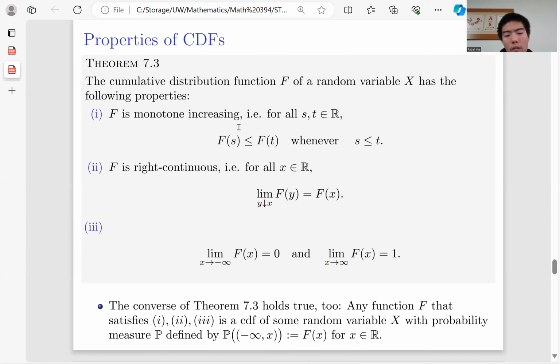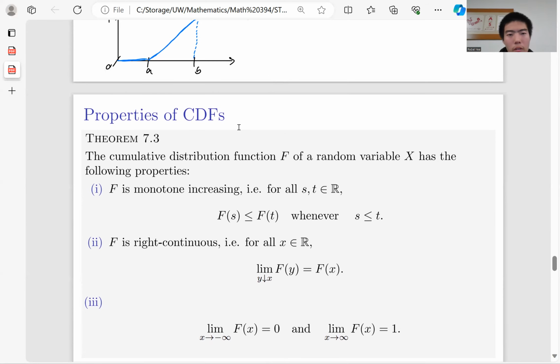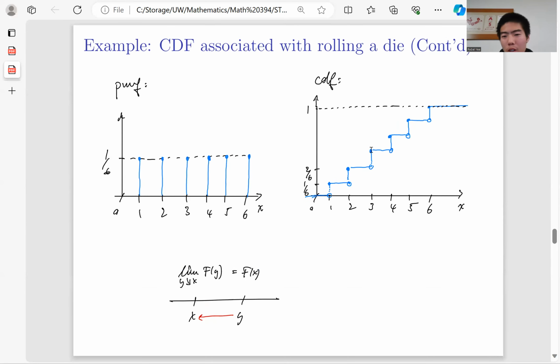Monotone increasing absolutely means it can go flat, it can increase, but it can never go down. That's monotone increasing. And right continuous means continuous from the right. Given this picture, this function is not continuous, because there are differences at 1, 2, 3, 4, 5, and 6.